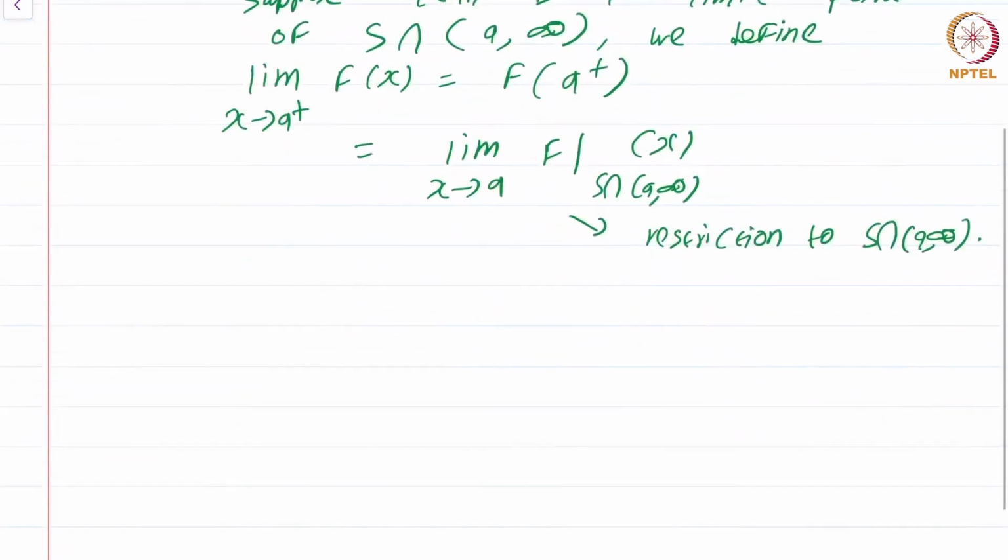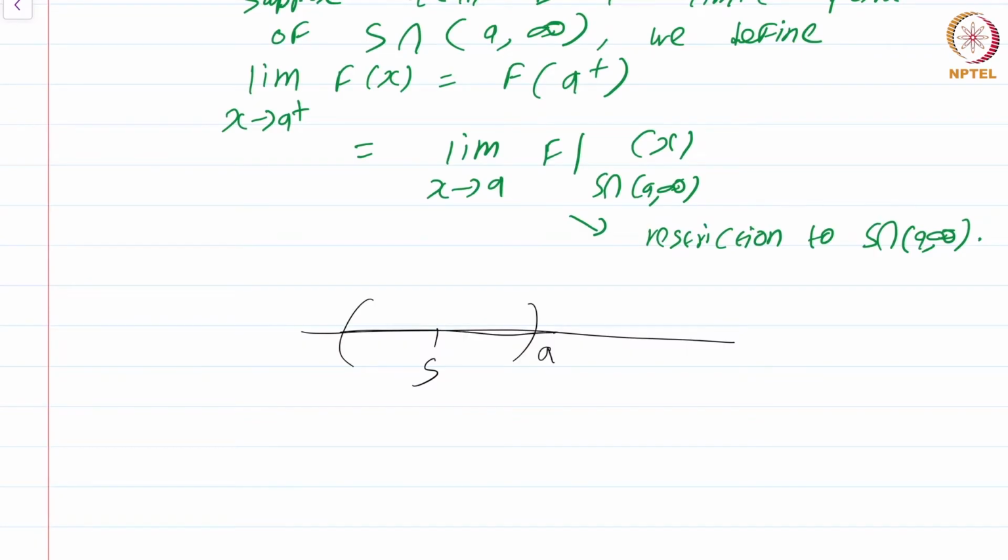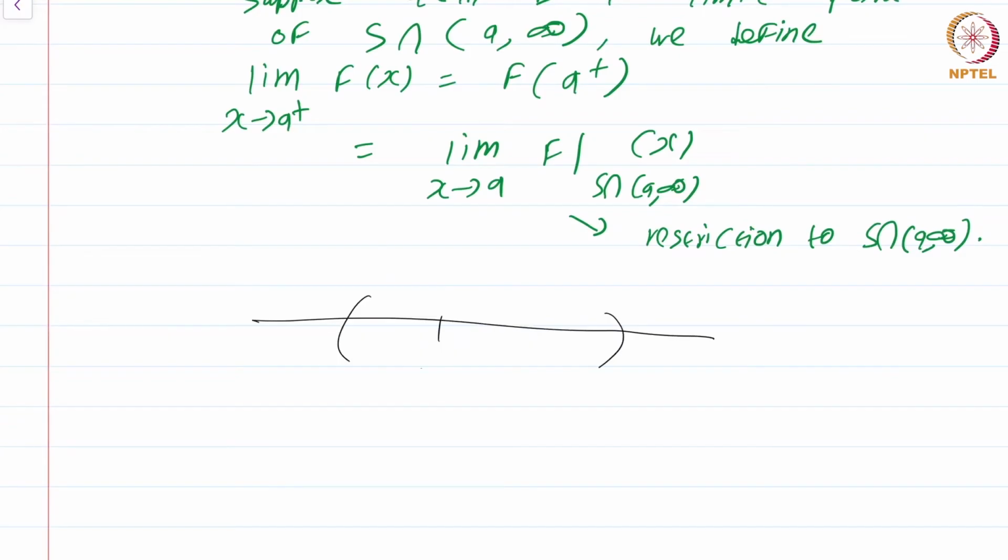So again, a picture is worth 1,000 proofs. Here it's fairly simple. You have some set S, and you're focusing on a point A. Let's say A is here. If A is there, there'll be a problem. So what we'll do is we'll draw a better picture. We have this set S and we are taking the point A here.